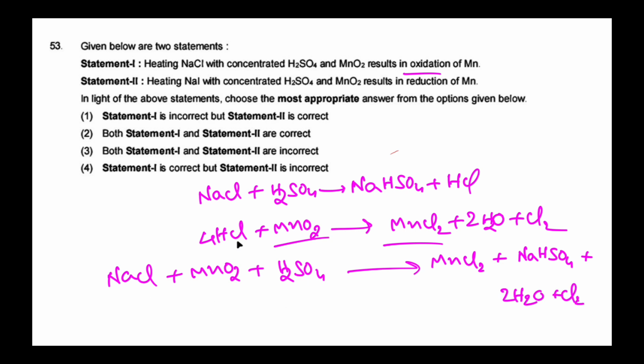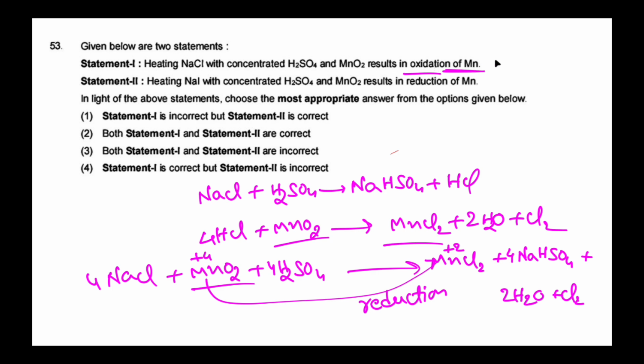For example, 4 moles of NaCl and 4 moles of H2SO4 give 4 moles of NaHSO4. So in this, what happened, manganese here is in plus 4 oxidation state, here manganese is in plus 2 oxidation state. Here manganese undergoes reduction, not oxidation. So heating NaCl with concentrated sulfuric acid and MnO2 results in oxidation of manganese is wrong.